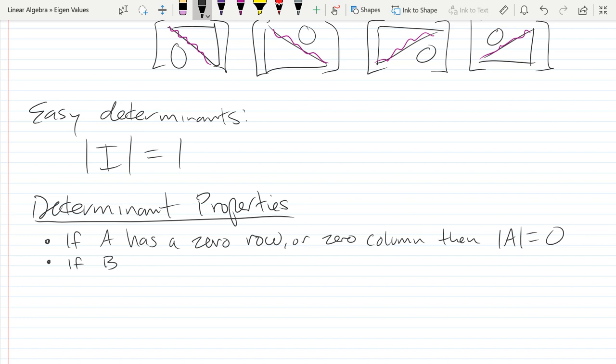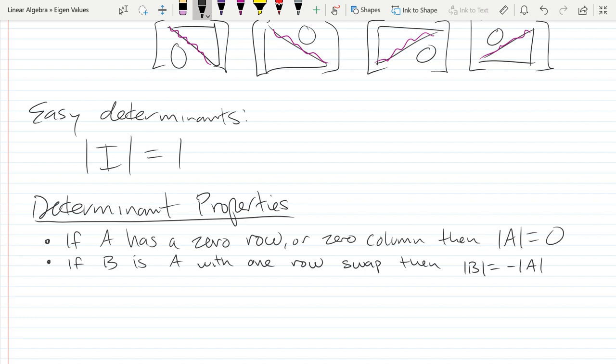So if B is A with one row swap, then the determinant of B is equal to negative determinant of A. So what this means, if you swap rows, your determinant becomes negative.